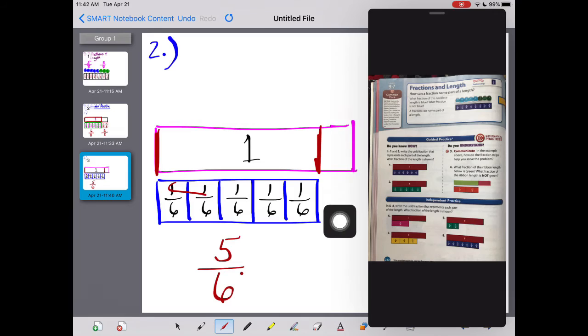And what's missing? What length is not shown? Well, it looks like there's one piece that was not shown, right? And that could be 1/6. Because if you add 5 and 1 together, you get 6. We'd have 6 out of 6 pieces to make one whole.